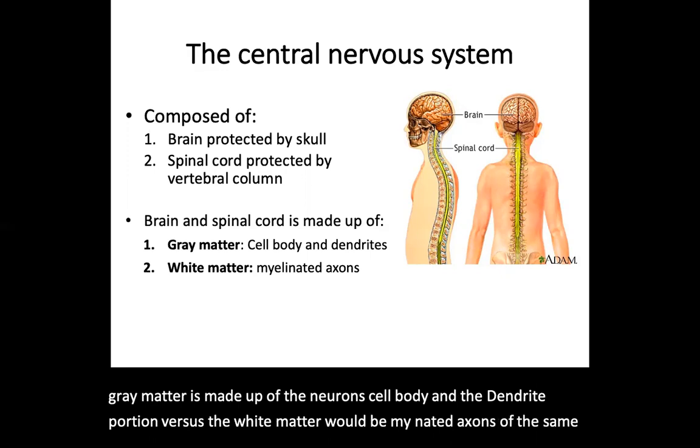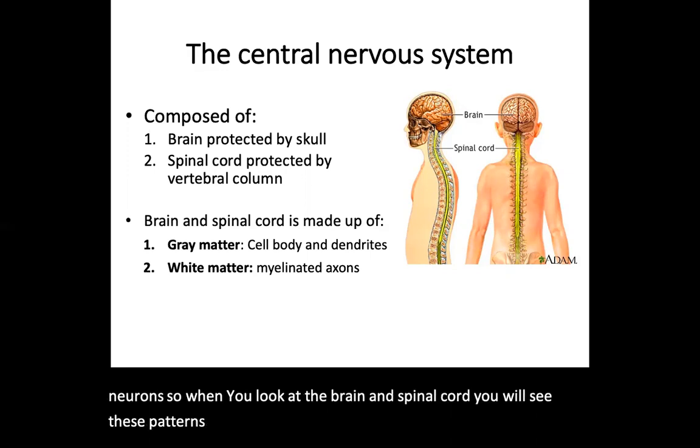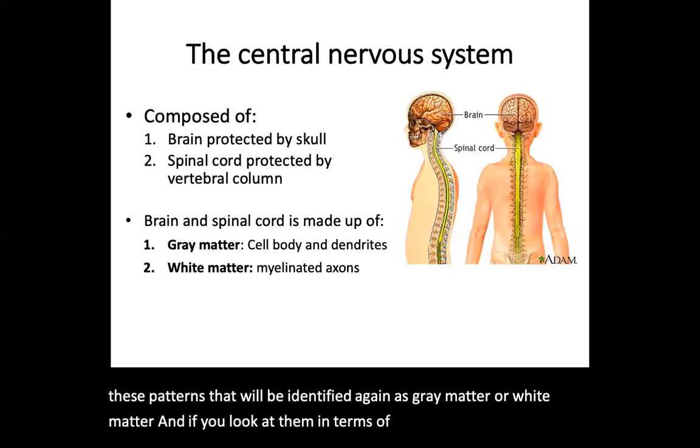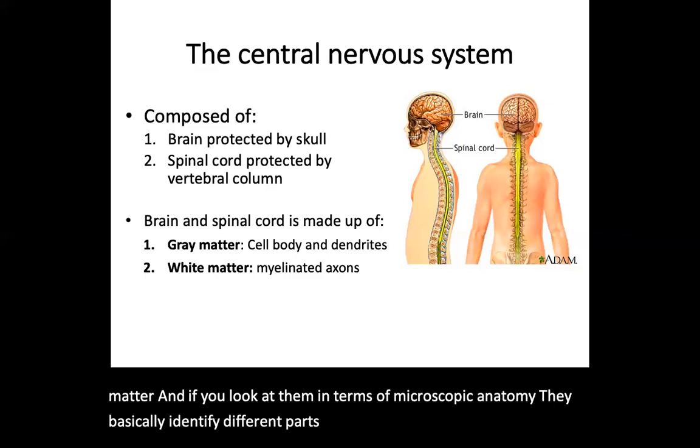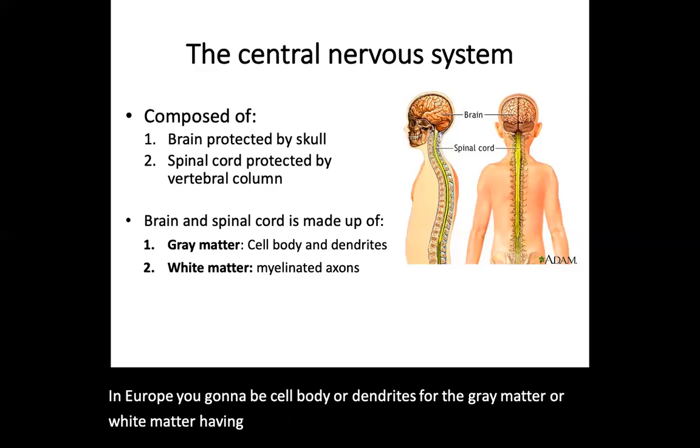So when you look at the brain and the spinal cord, you will see these patterns that will be identified again as gray matter or white matter. And if you look at them in terms of microscopic anatomy, they basically identify different parts or components of a neuron, whether it be the cell body or dendrite for the gray matter, or the myelinated axons for the white matter.